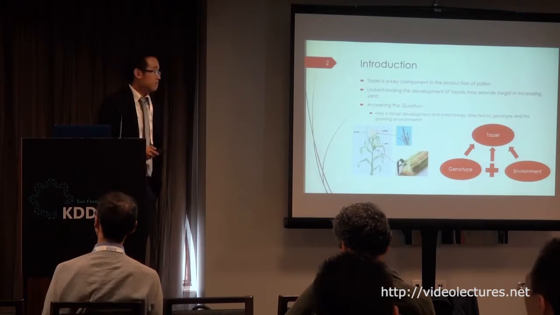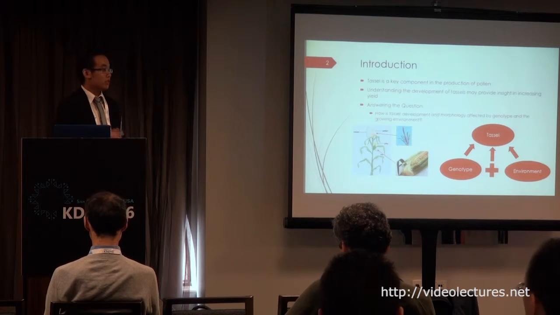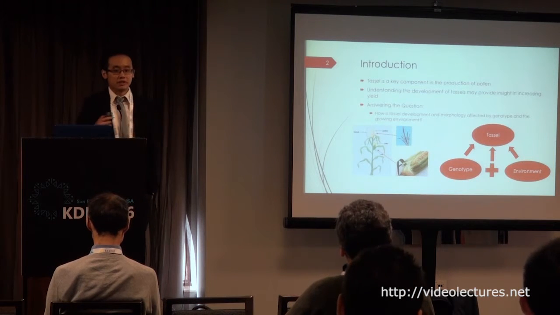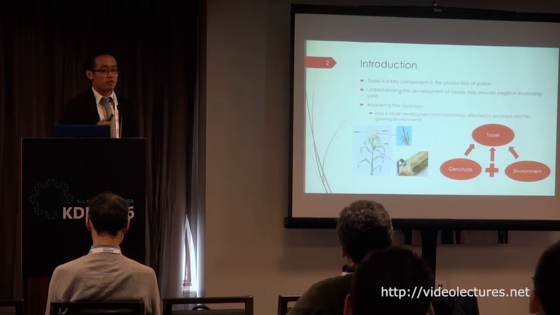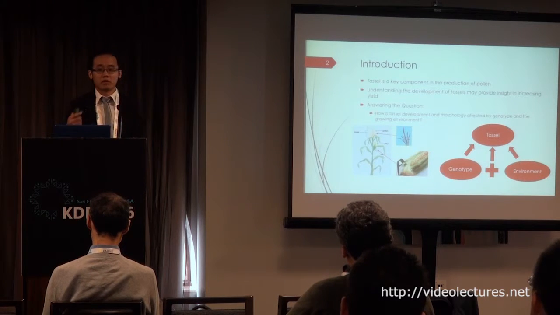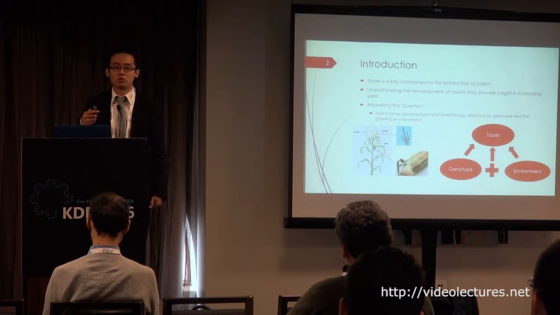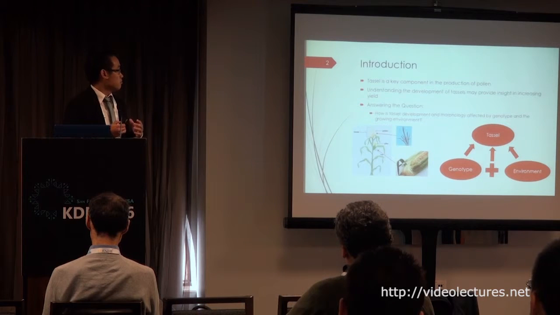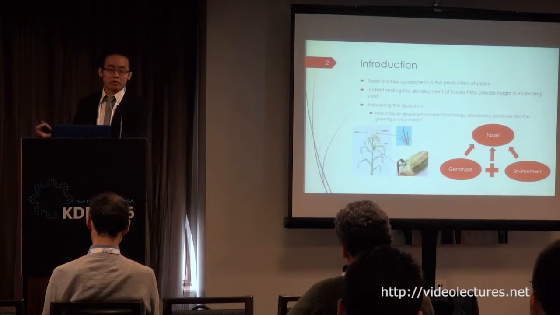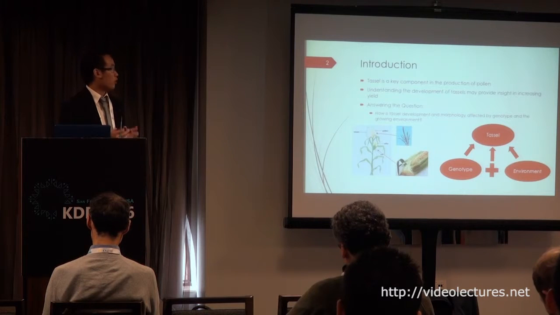So a little bit of introduction. We'll be focusing on the tassel of a plant, which is the male component part of a corn plant, which is also responsible for producing the pollen for the reproduction and growth of corn.